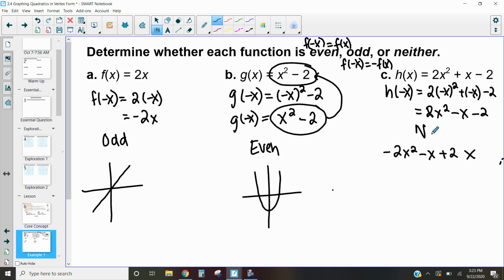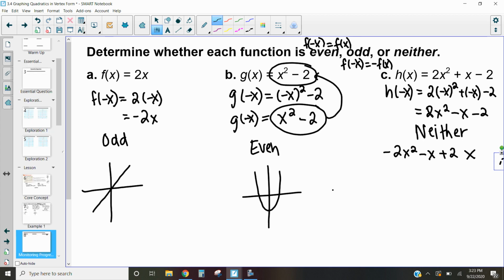So this last one is actually going to be neither, because notice how it didn't all turn negative or stay the same. And so that's kind of how we determine whether it's even or odd. And then when we graph this, we would see that same situation occurs.